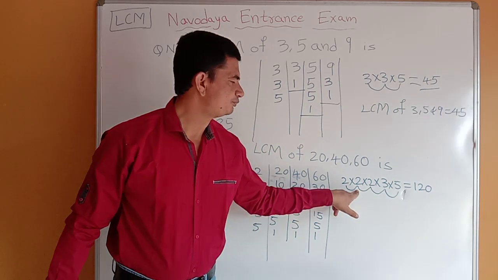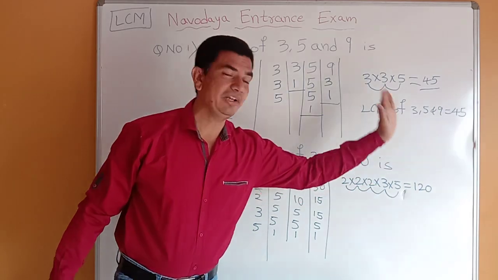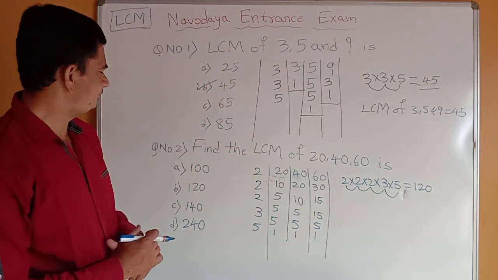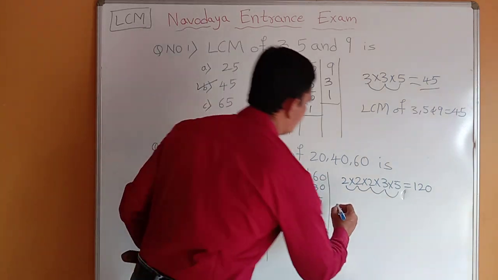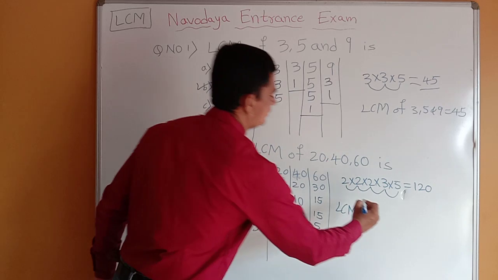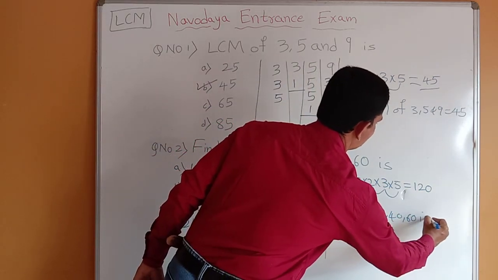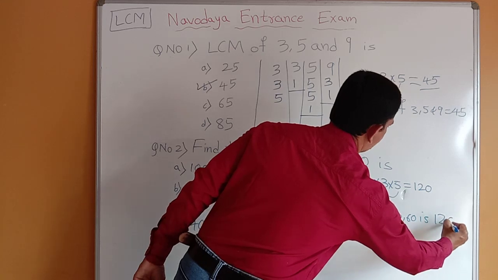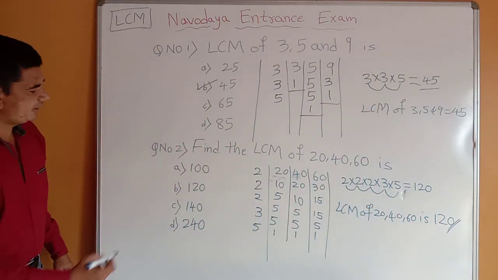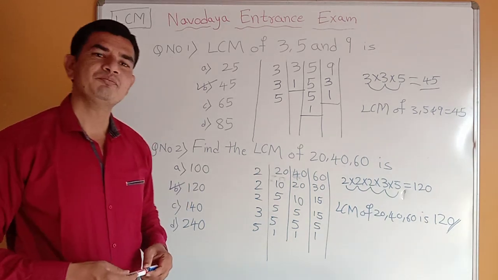Say 2 2s are 4. As much as is possible, you can do directly. Afterwards, you have to multiply in rough, then you have to decide. So what is the answer of this question? The LCM of 20, 40, 60 is how much? 120. So where is 120? Second option. So for B we have to put a circle.